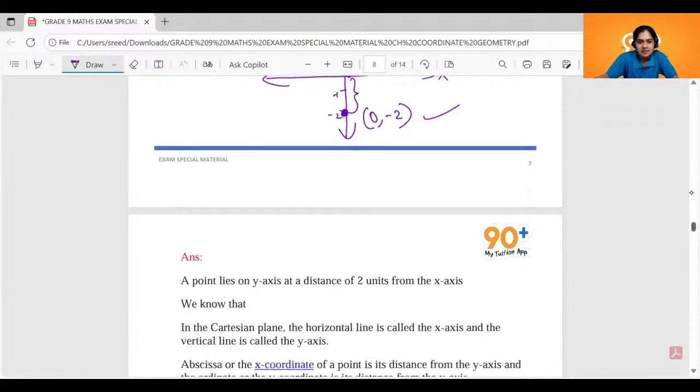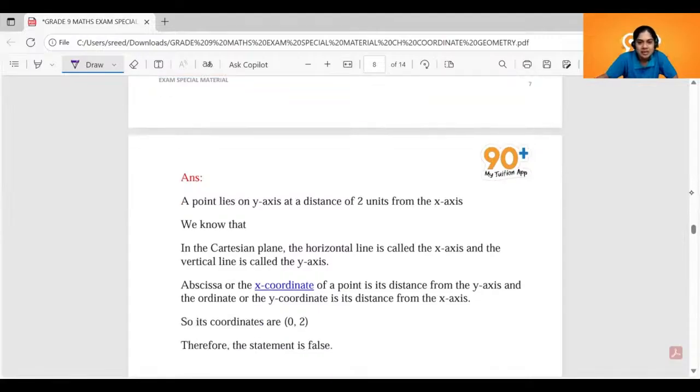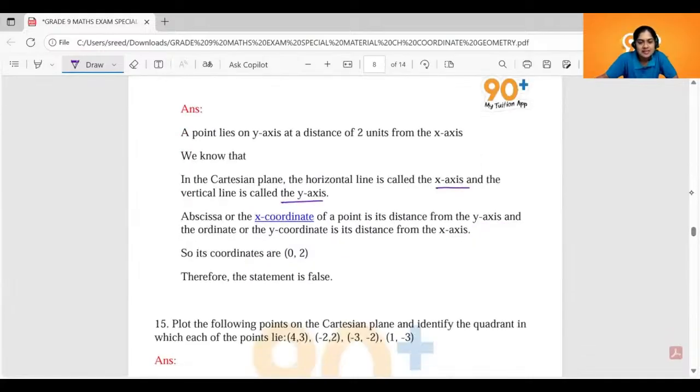And you can write the sentences also. A point lies on y-axis at a distance of 2 units from the x-axis. So we know that in the Cartesian plane, the horizontal line is called the x-axis and the vertical line is called the y-axis. Abscissa or the x-coordinate is the distance from the y-axis, and ordinate or y coordinate is the distance from the x-axis.